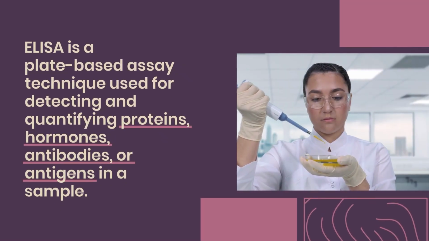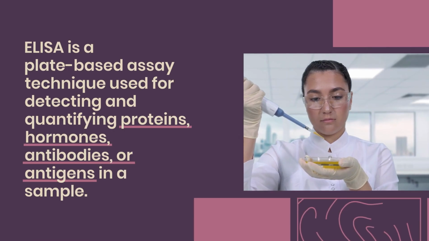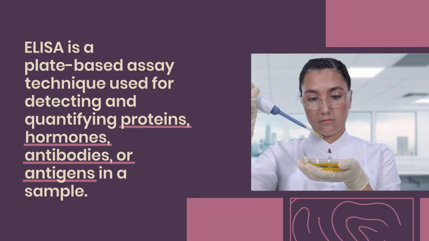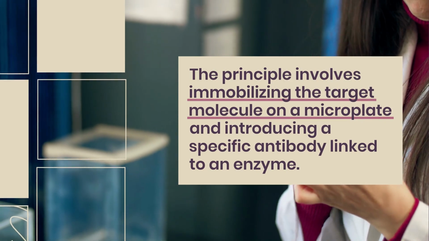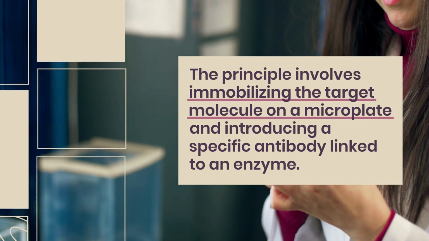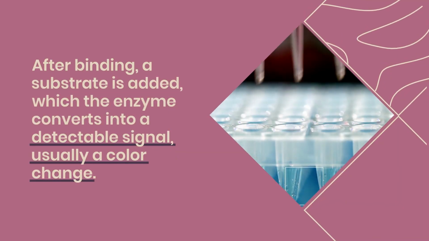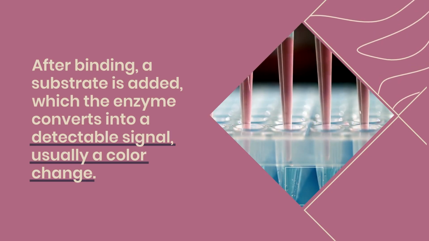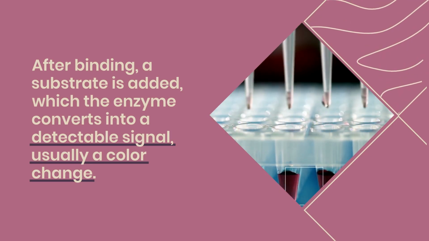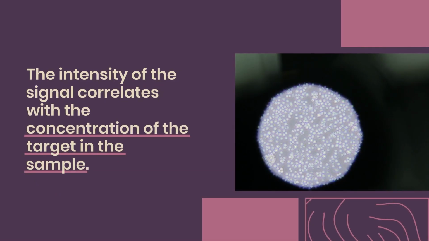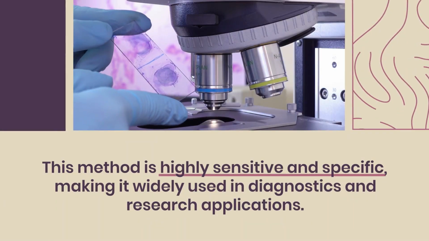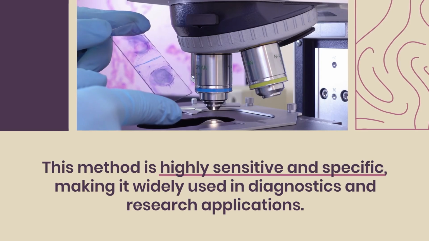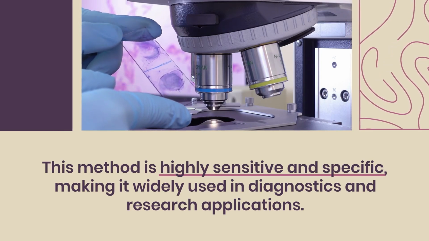ELISA is a plate-based assay technique used for detecting and quantifying proteins, hormones, antibodies, or antigens in a sample. The principle involves immobilizing the target molecule on a microplate and introducing a specific antibody linked to an enzyme. After binding, a substrate is added, which the enzyme converts into a detectable signal, usually a color change. The intensity of the signal correlates with the concentration of the target in the sample. This method is highly sensitive and specific, making it widely used in diagnostics and research applications.